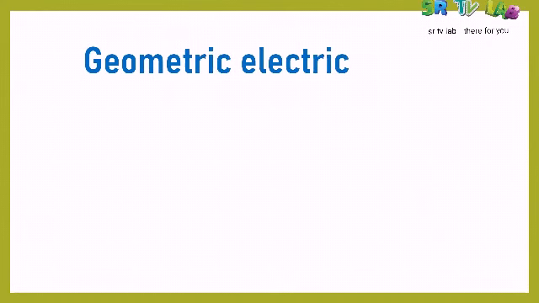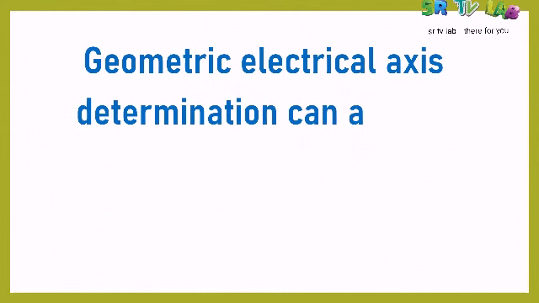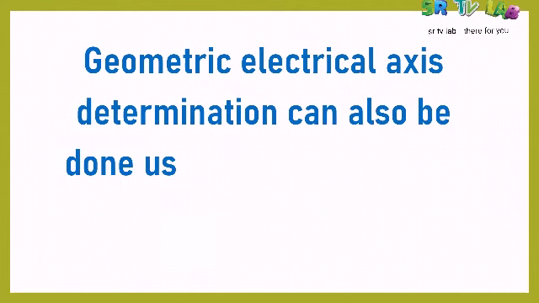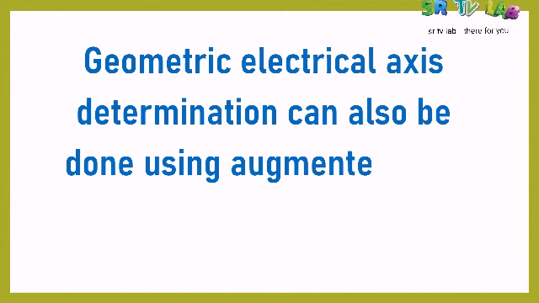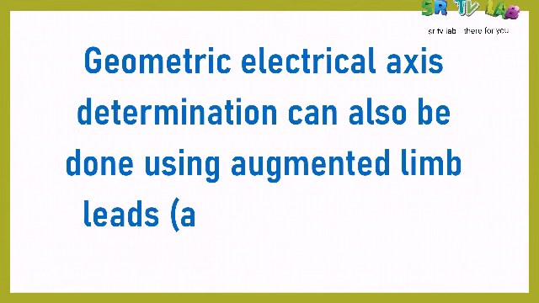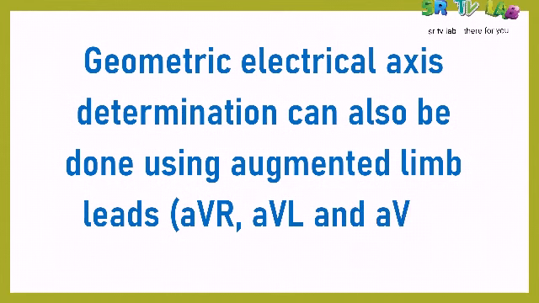Now, the electrical axis of the heart can also be determined using augmented limb leads. You remember those are unipolar limb leads, AVR, AVL, and AVF. The first method was using the bipolar limb leads, lead 1, lead 2, and lead 3. Now we are going to use the unipolar or augmented limb leads.